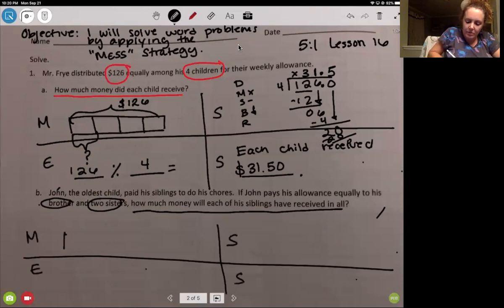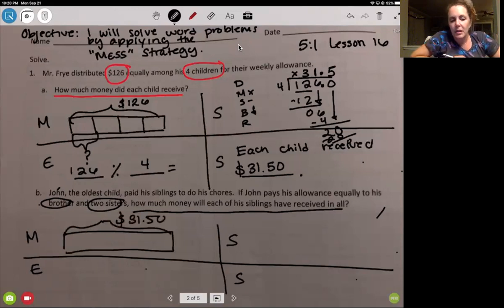So if I draw my model, my whole thing, how much John is starting with, is the $31.50. Now we have 1 brother, I'll put here for brother, and then 2 sisters, so I'm going to put an S for each sister.